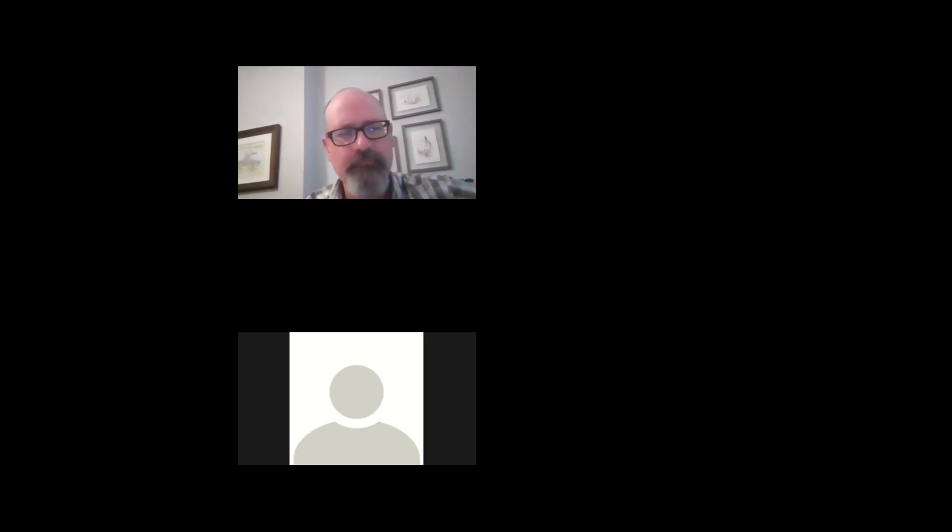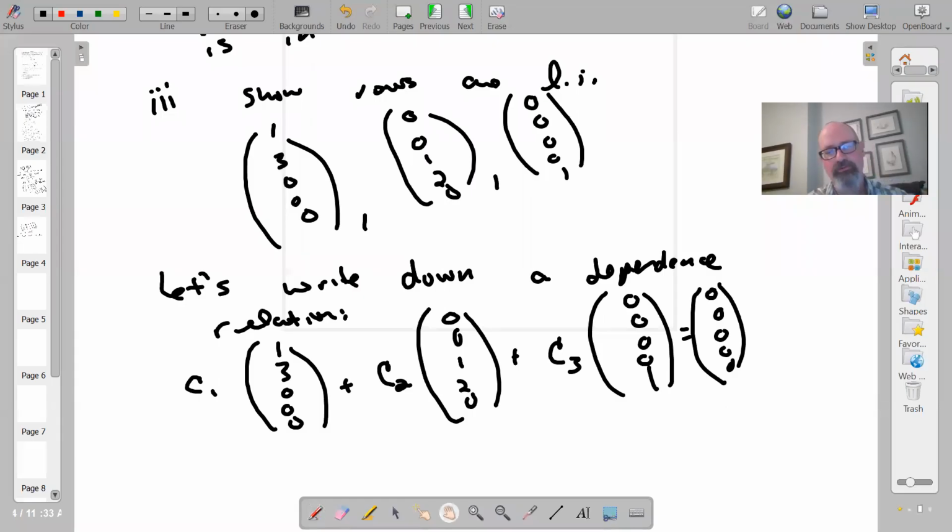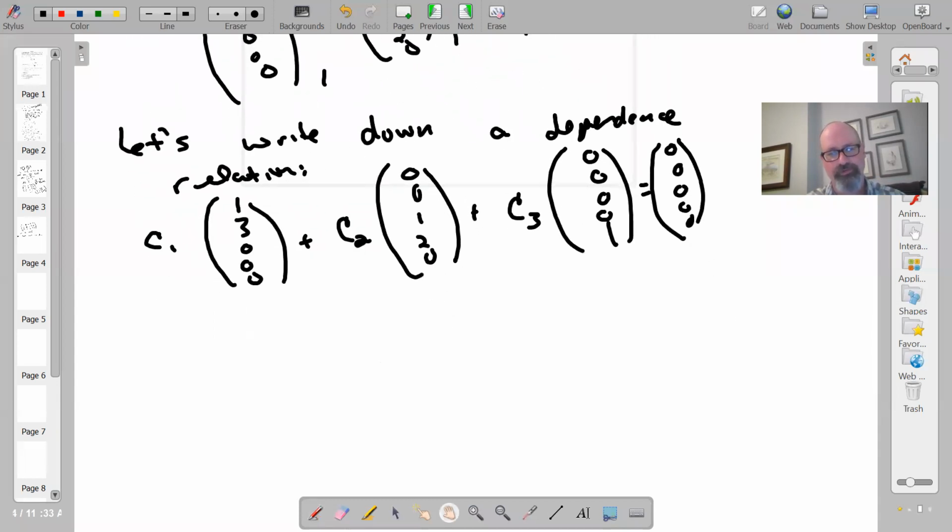But if you can find a non-trivial dependence relation, if you can find some values of C which are not all 0, so that the left-hand side adds to 0, well, in that case there's a dependence between those vectors. The vectors are linearly dependent in that case. They're redundant vectors.